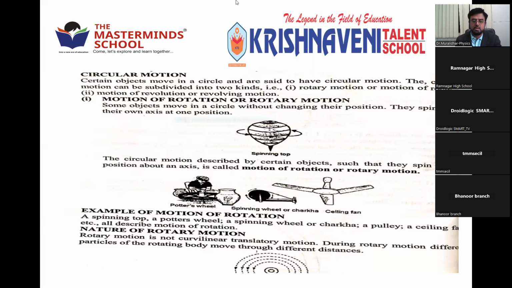And you can see the fan, right? You can see the spinning wheel or charkha, Mahatma Gandhi used to spin the cotton thread. In all these cases you can observe carefully, all these come under the examples of circular motion. About a fixed point, they move in a curved path.